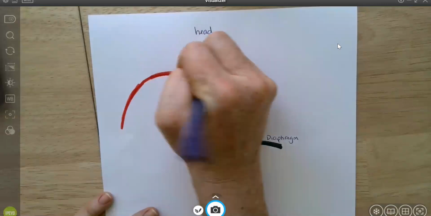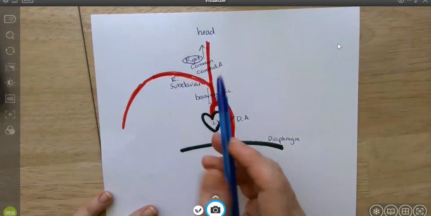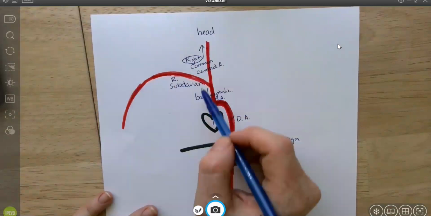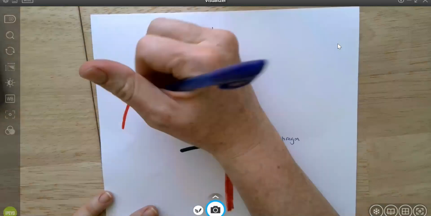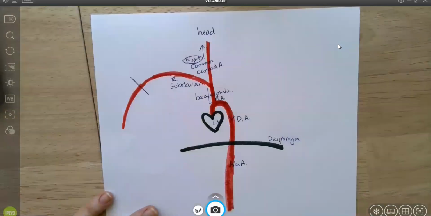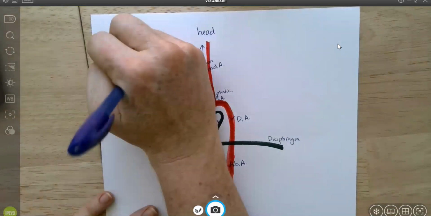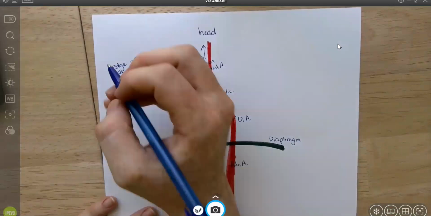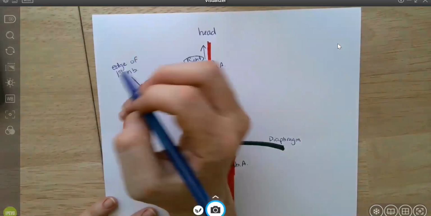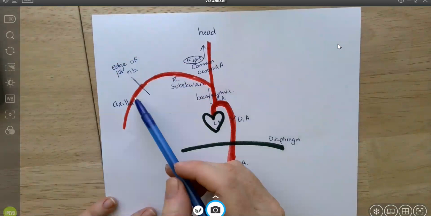And then the subclavian, sub is underneath, clavian is the clavicle, so the clavicles kind of run right underneath it. It kind of goes up over the clavicle and it comes back down. So at the point on the other side of the clavicle and at the edge of the first rib, in your textbook they'll call that the lateral margin of the first rib, but really it's just the outer edge of the first rib. It changes its name and it becomes the axillary. Axillary means armpit. Okay, so this is the armpit region.